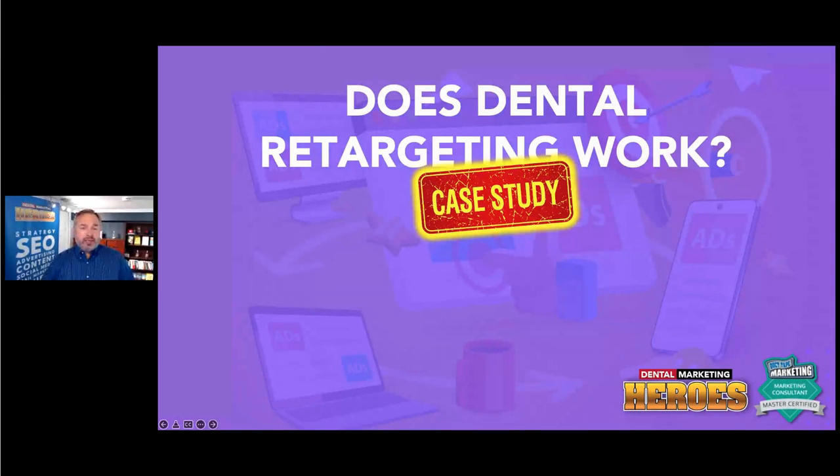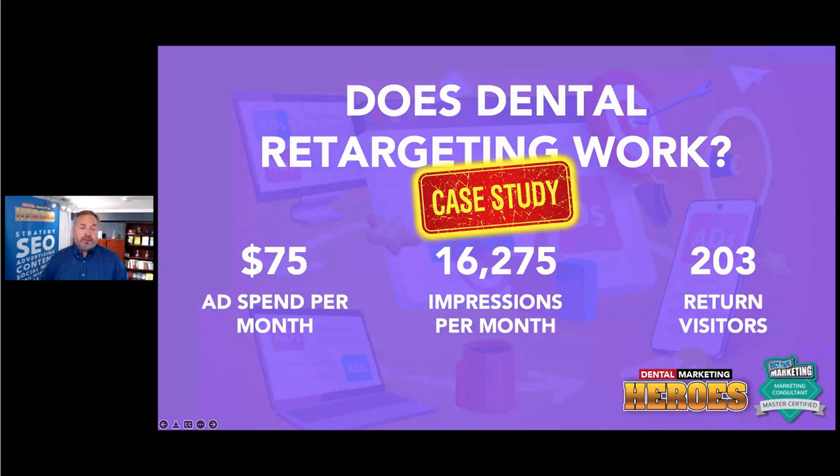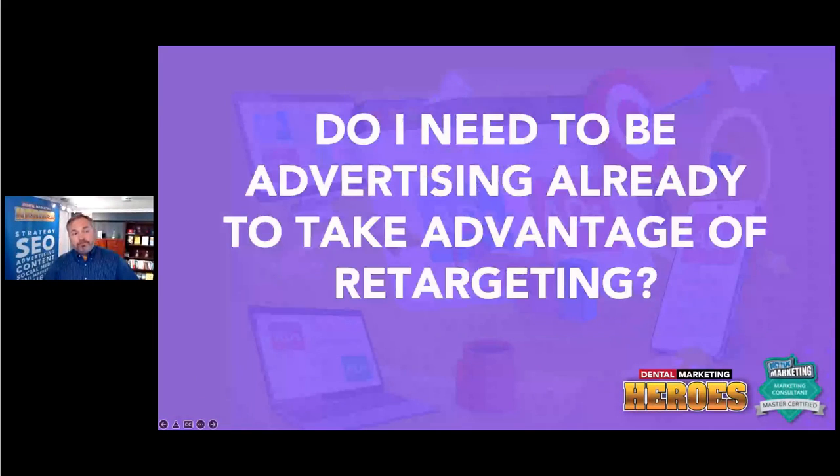This dentist has a retargeting budget of $75 per month. They get about 16,000 impressions each month. That means their retargeting ad shows up over 16,000 times a month. And last month, they had over 200 return visitors to their website from retargeting alone. That's pretty powerful stuff. For $75 plus management fees, that is a significant way to impact people and draw them back to your website into your sphere of influence.